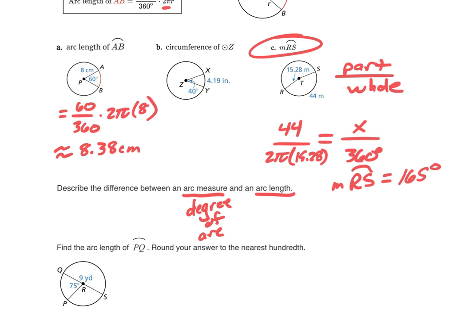Arc length is length. Length is always in distance. How far around are we going to go? When we talk about distance, we could label it in feet, inches, meters, centimeters, any unit of measure that we can think of, and you're going to see all different kinds of labels on those. But length's always got a label on it. Measure's always got a degree symbol on it.